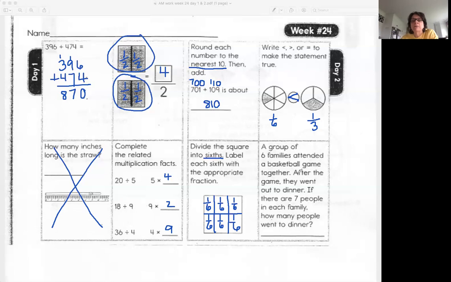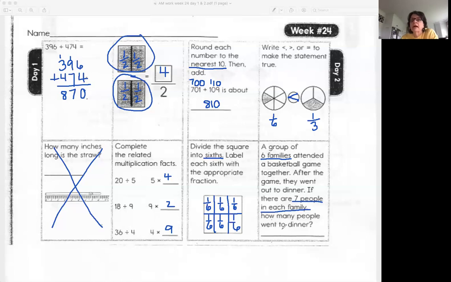Okay. Last one, a word problem. It says a group of 6 families attended a basketball game together. What am I thinking of right now, picturing in my head? 6 families. I'm already kind of wondering, I wonder how many people are in each family and if they're going to tell me that. After the game, they went out to dinner. If there are 7 people in each family, there's that thing I was wondering about. How many people went to dinner?